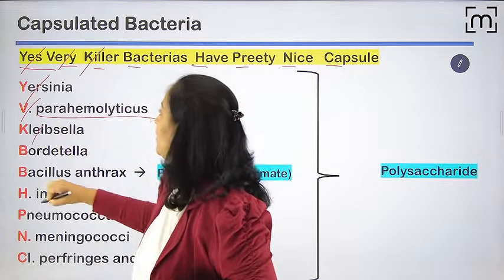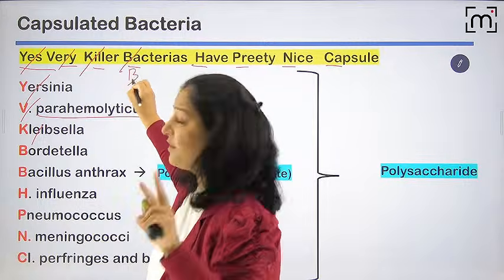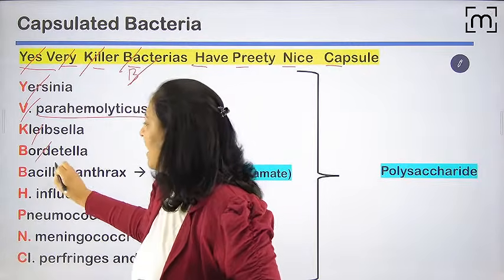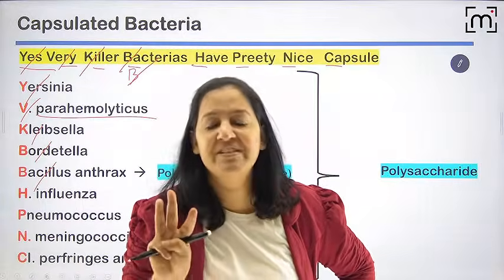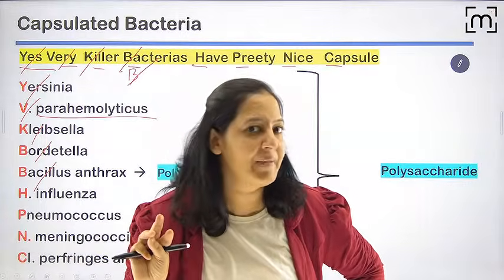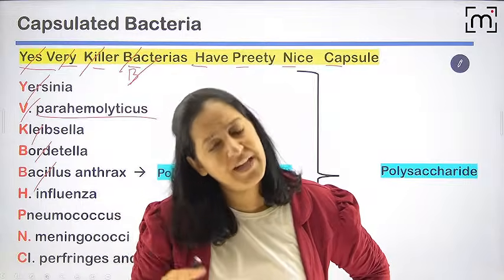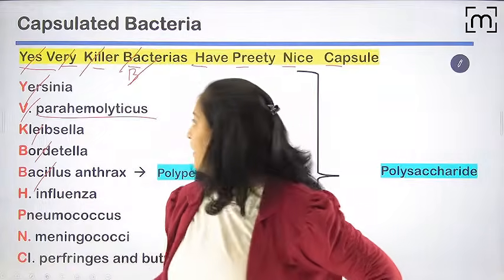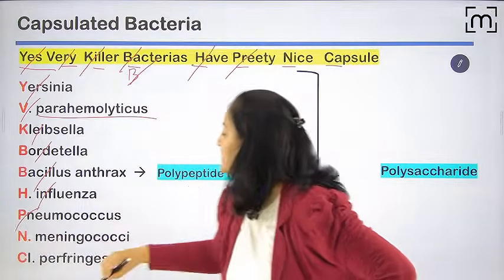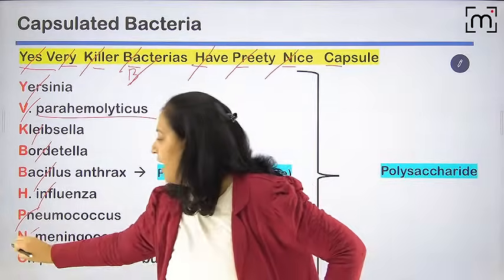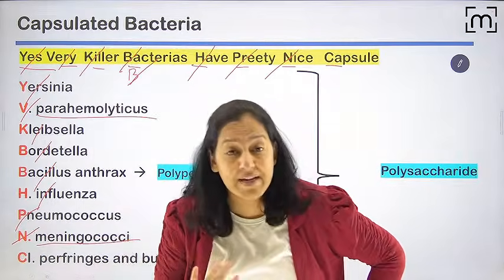K for Klebsiella. Okay, B, double B. There are 2 B's. So here we have Bordetella and Bacillus. We don't have Brucella. Brucella is not capsulated. But Bordetella and Bacillus anthracis are capsulated. Got it? H is Haemophilus influenzae. P is Pneumococcus. N is Neisseria, but Neisseria meningitidis, not Neisseria gonorrhoeae.